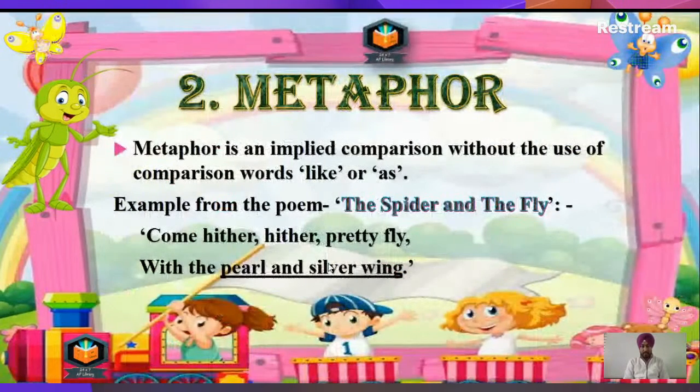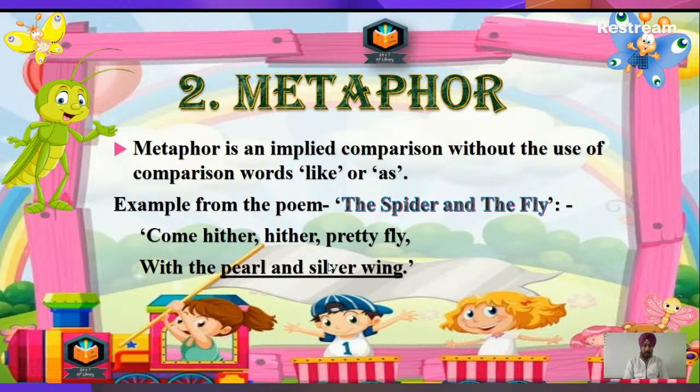Next literary device we have is metaphor. Metaphor is an implied comparison without the use of comparison words like or as. Simile and metaphor both are used for comparison between two things. But in simile we use these comparison words like or as, and in metaphor we don't use these words. Metaphor is a comparison without the use of these comparison words.